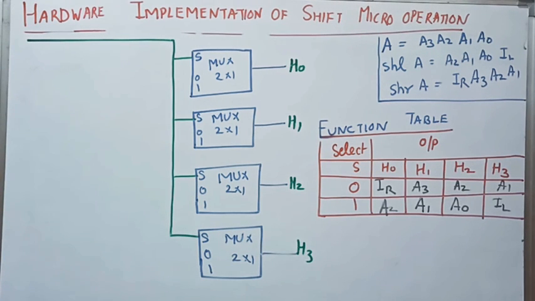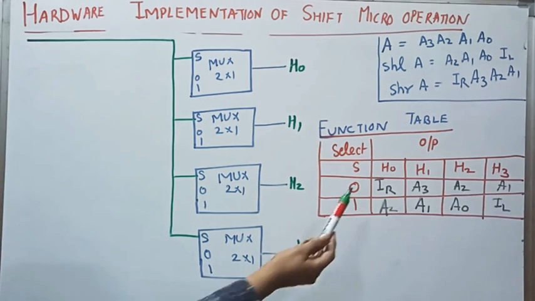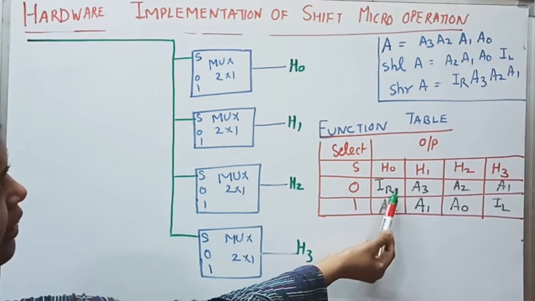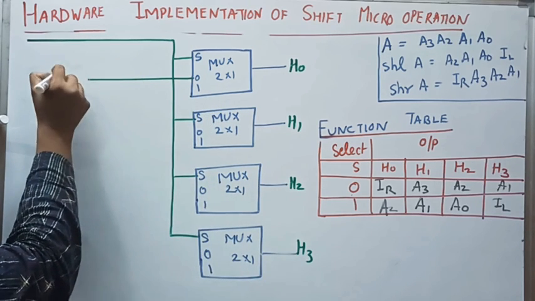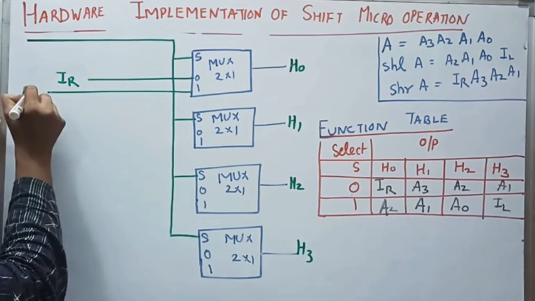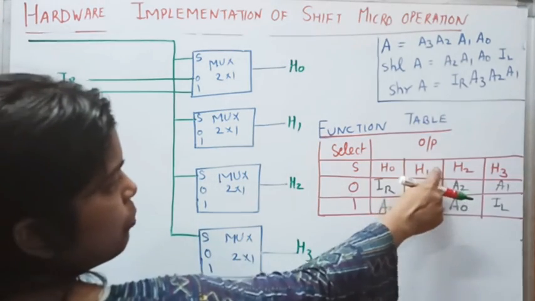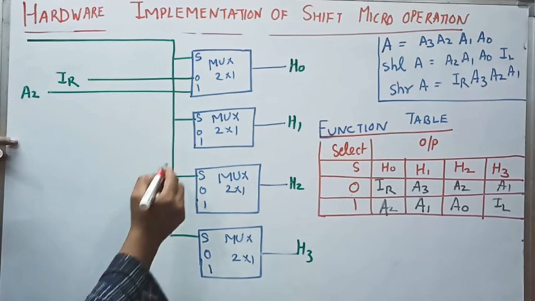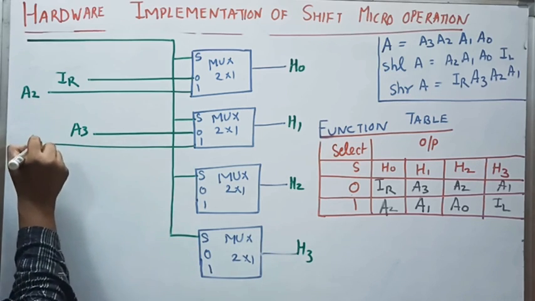When the selection line is 0, the shift right operation will take place. When 1, the shift left operation will take place. So in H0, you can write IR and A2. When the selection line is 0, IR will be taken, so at the 0 side you take IR, and at 1 there is A2. Now at the second multiplexer, the output is H1. At that moment, A3 and A1 are used. So there is A3 and there is A1.